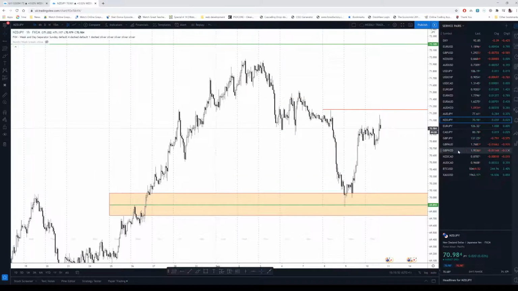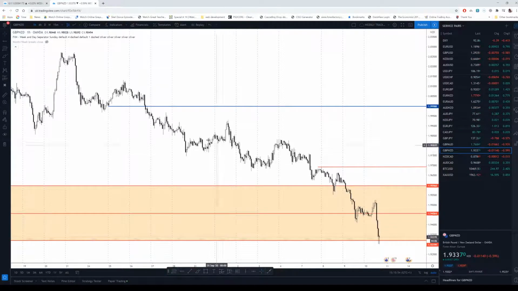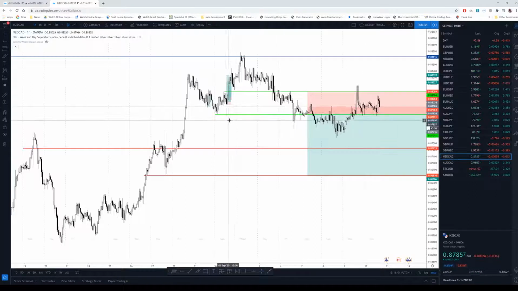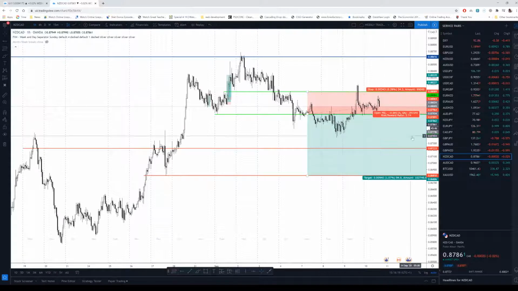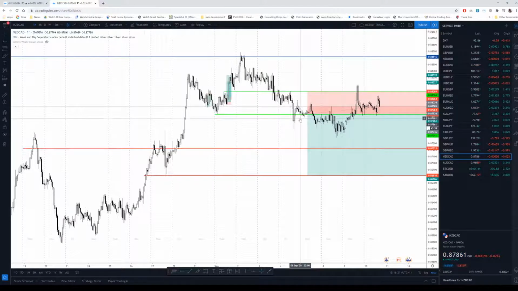But let's carry on. Pound yen. First was here, third was there. That also got beaten. New Zealand CAD, first to third, this also got beaten. Being bullish. Then New Zealand Swiss. I don't want to go into New Zealand Swiss, but you get the story.